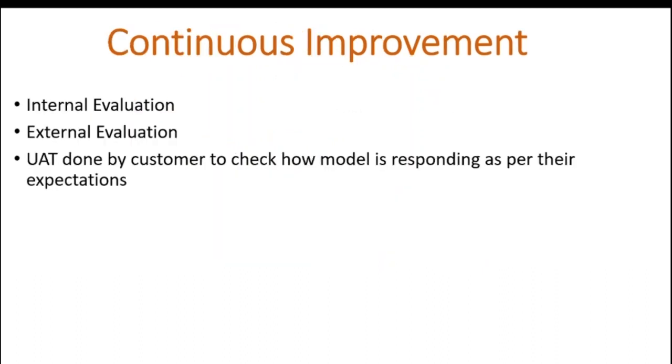After that, the last step is continuous improvement. Suppose the client is using this model and is not getting good accuracy, so they will come to us and say the model is not performing well, so we have to retrain the model. Generally it happens in 3 months or 4 months or 6 months. It depends on the problem.